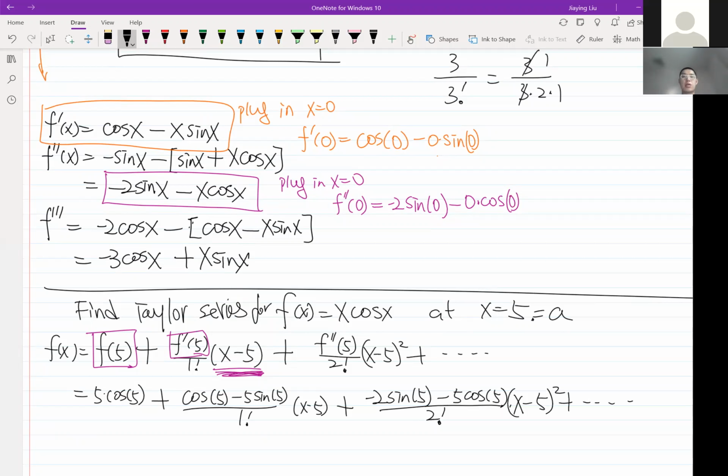And it continues. It's not easy to simplify because cosine 5 is not a nice number, and sine 5 is also not a good number, so we just leave it. Or if we have a calculator, we can estimate the coefficients, but I'll just leave it.